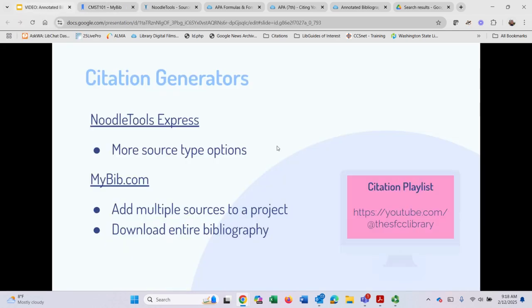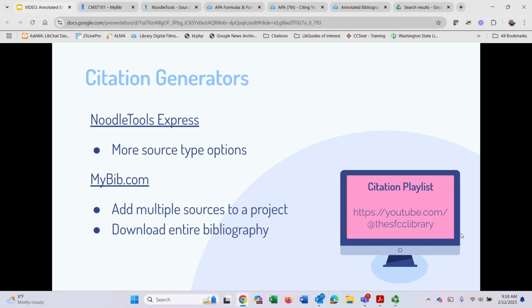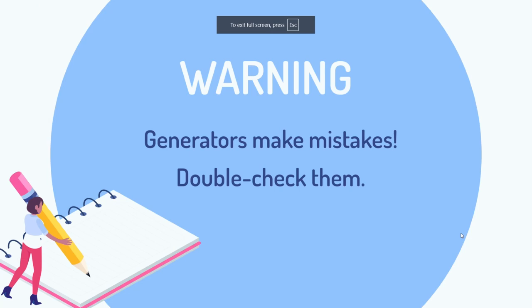Once again, if you go to our YouTube page, youtube.com/@the SFCC library, you will find a citation playlist that will provide you video tutorials on how to use Noodle Tools Express, how to use MyBib, and also how to double check a citation generator. Because generators do make mistakes. You just saw on MyBib that they didn't necessarily do the alphabetical order correctly. Generators, once again, a lot of times you're inputting the information, so they're only as good as the information that you're inputting.